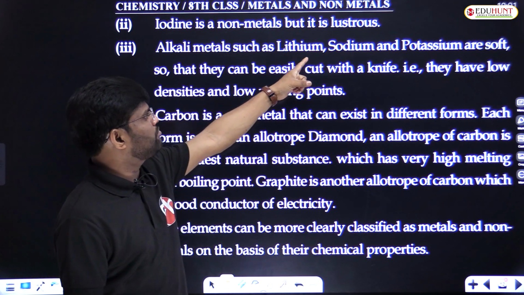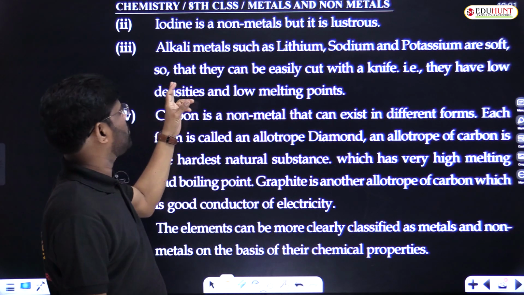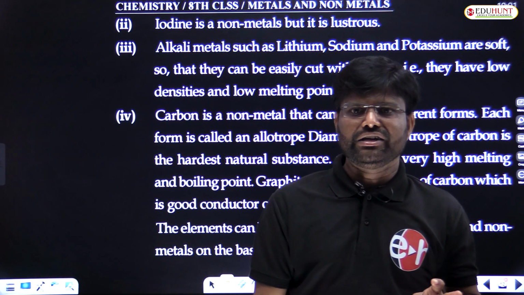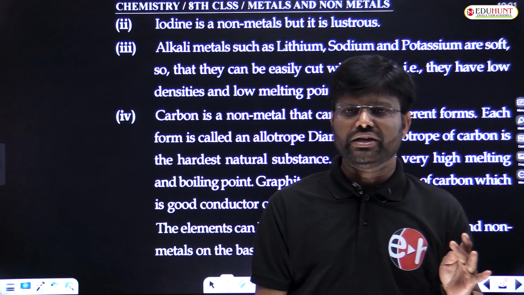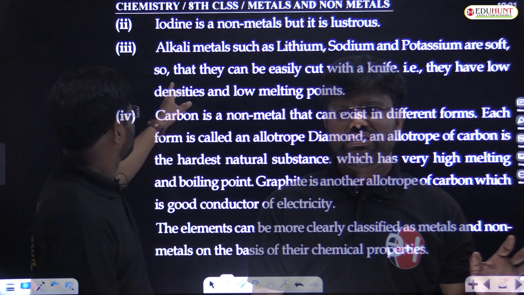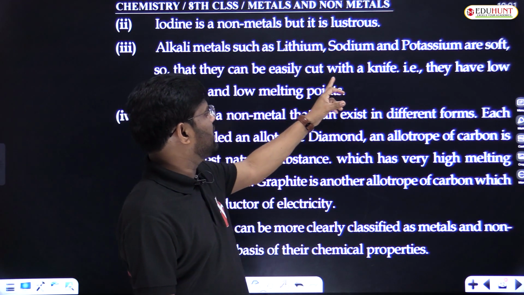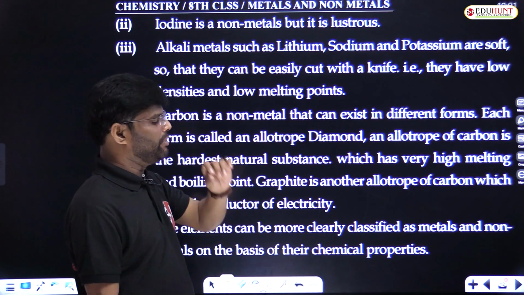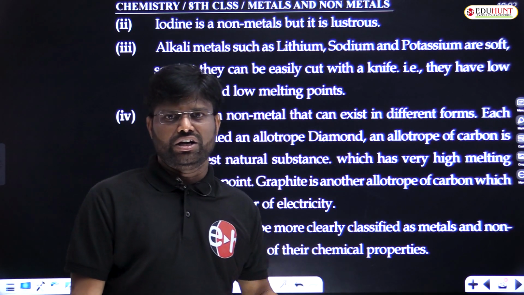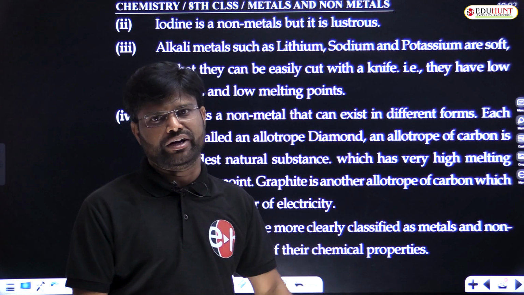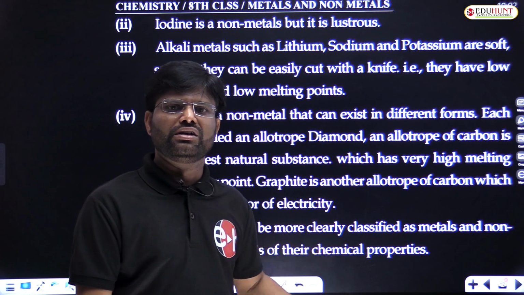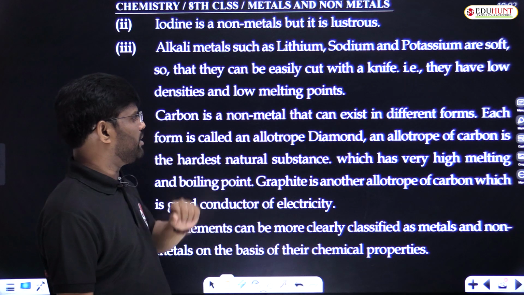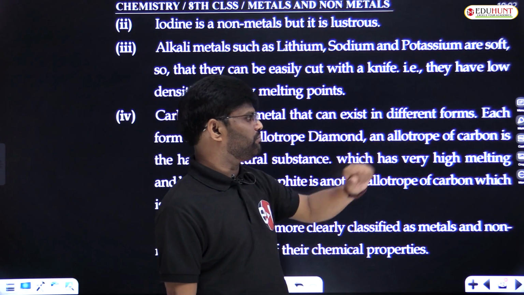Alkali metals, lithium, sodium, potassium, these are the soft metals. Generally metals are hard in nature, but lithium, sodium and potassium are soft metals. They can be easily cut with your knife and they have low densities and low melting points. These are the exceptions. The remaining metals are hard metals.